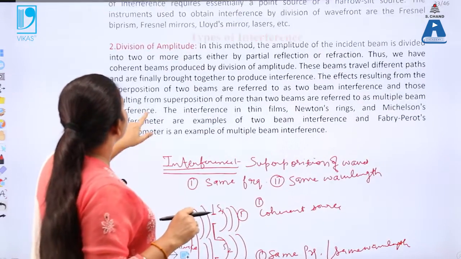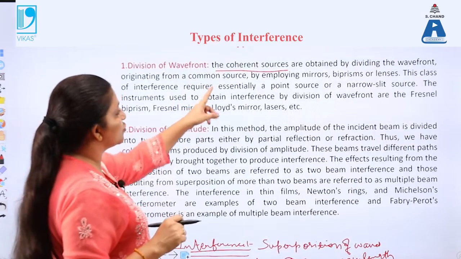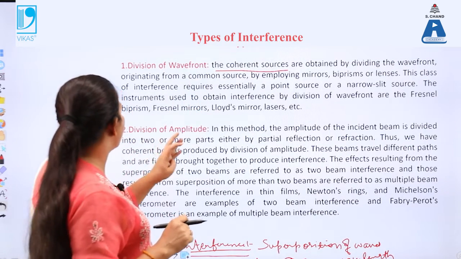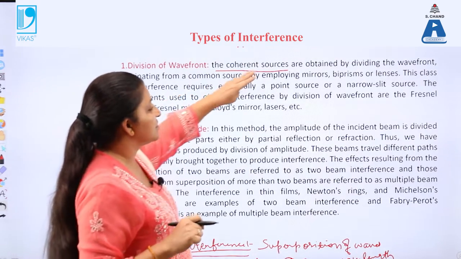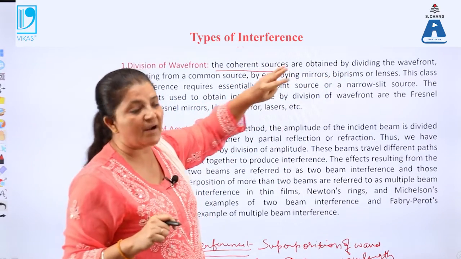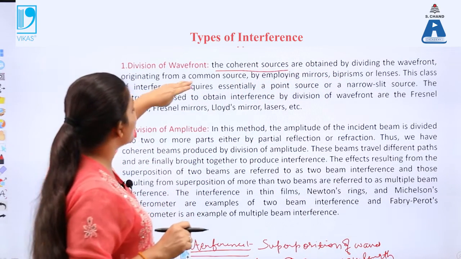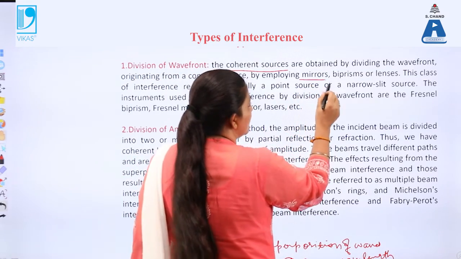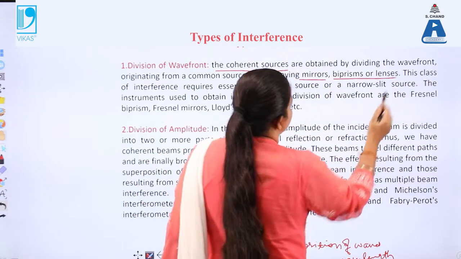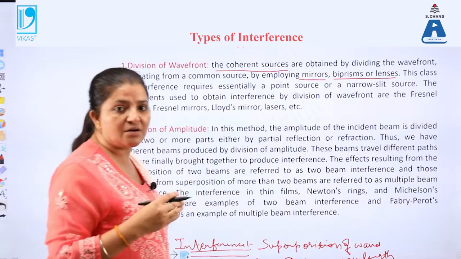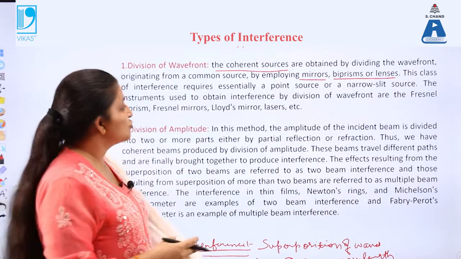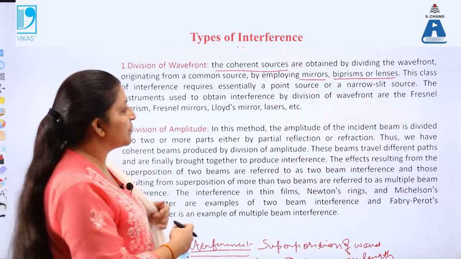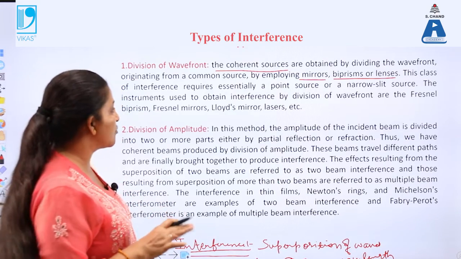The sources must be coherent to each other. Now the first one, the coherent sources are obtained by dividing the wavefront. In this case, the wavefront originating from a common source can be divided by employing a mirror, biprism or lenses that can be placed in the path of a source.